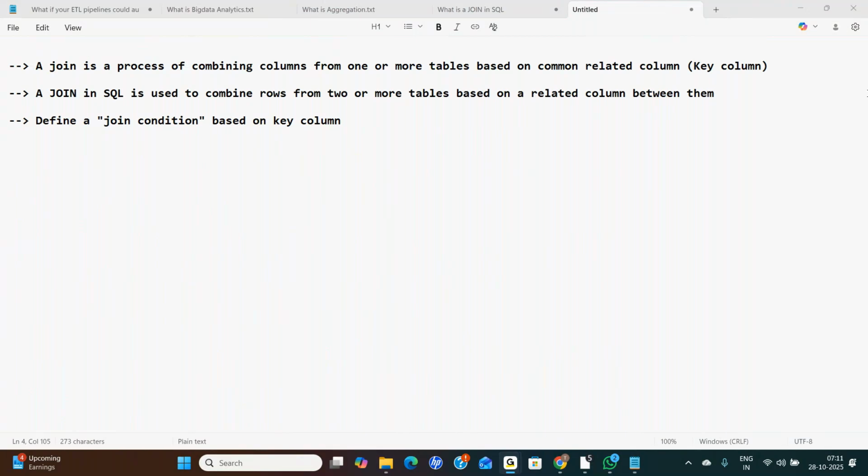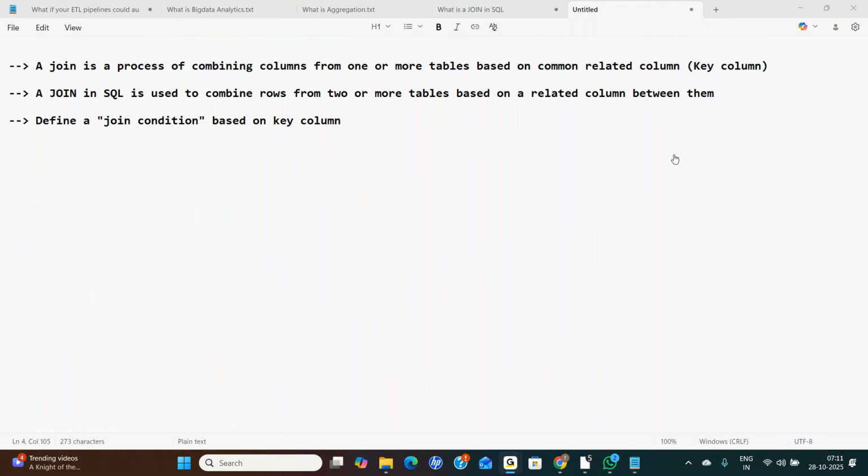Basically, the definition of join is combining the rows of two or more different tables based on a key column value, matched records. Combining the matched records based on a key column value of two different tables. No, and not even non-matching records also. Yeah, that's what I'm saying.